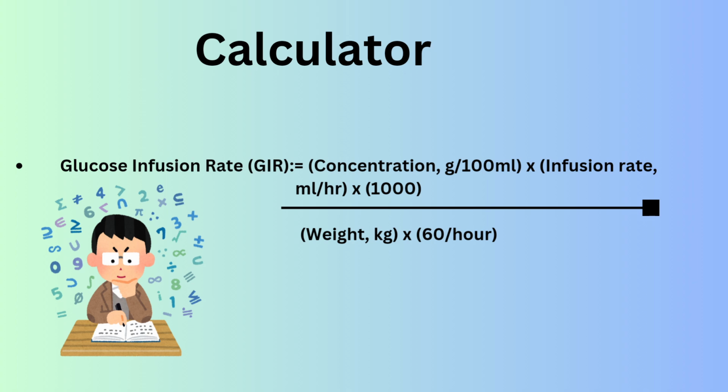The problem about equations is that it's easy to forget them. It has to be in your pocket at all times. So it actually requires the very same things that I've mentioned already: the concentration per 100 ml, the infusion rate times the 1,000, you divide by weight, times 60, divide by the hour. It looks complicated, but it's just what I've just explained as you would do manually.